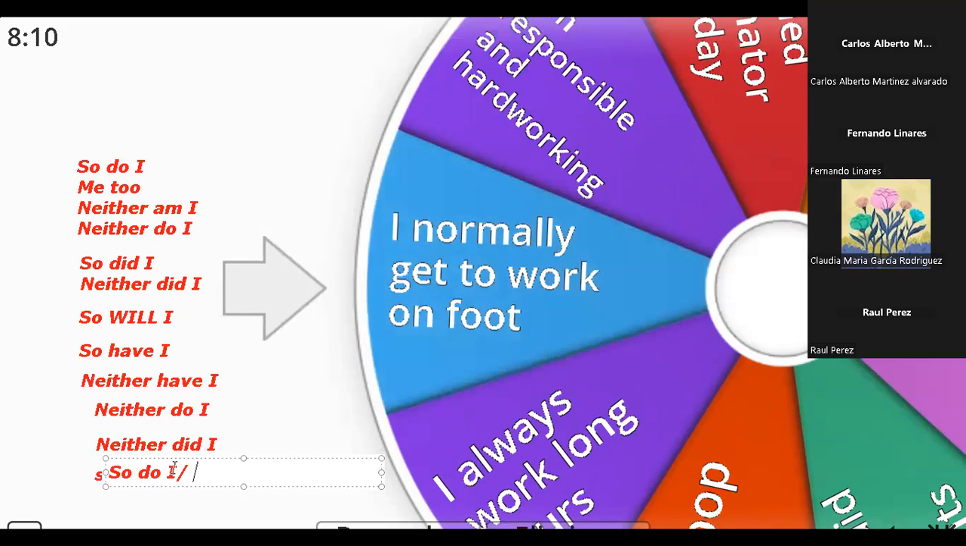What do you think? I normally get to work on foot. So do I. How about if you want to express an opposite idea? Okay, imagine that you don't want to show agreement. So what will you say? Si quieren expresar lo opuesto, usualmente voy al trabajo a pie. Yo también, so do I. But neither do I. Well, you can say, I don't. Yo no. And that's all, right?